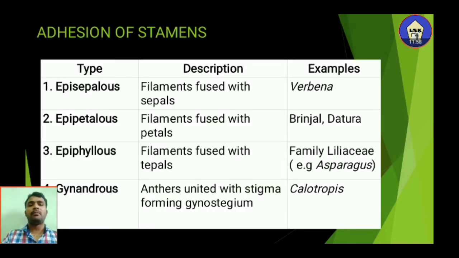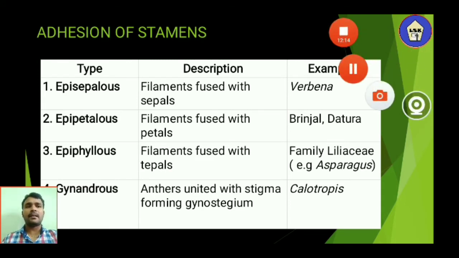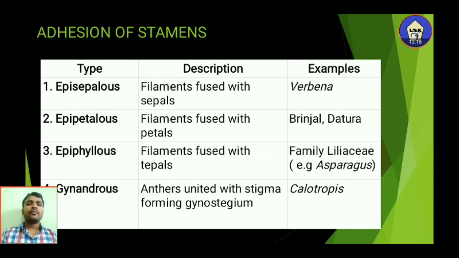Now, let us move to a very important topic related to the union or attachment of stamens to other parts of the flower: adhesion of stamens. Adhesion means attachment. The first one is episepalous. What is meant by episepalous? In this case, the filaments of the stamens are attached to the sepals. The sepal is the outermost floral whorl of the flower, followed by the petals or corolla, then the androecium, and finally the innermost floral whorl, the gynoecium.